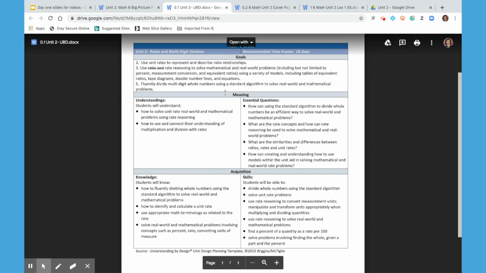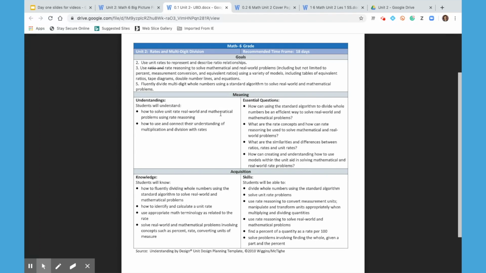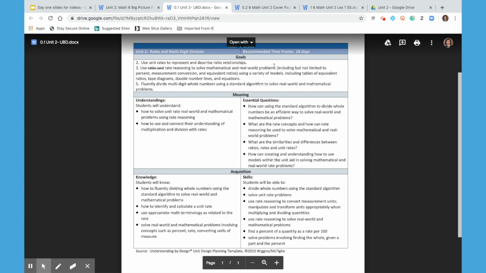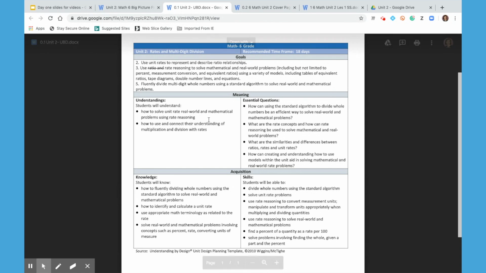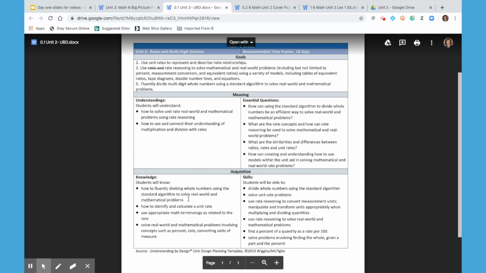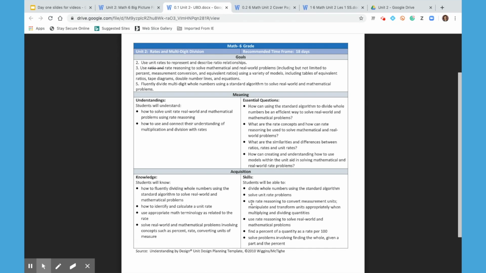There's the goals, the meaning, and the acquisition. I'm going to let you pause the video at this point and look over the recommended time frame, the standards that students will be accomplishing, what students are going to understand, those essential questions that will be throughout the unit, what the students are going to know, and the skills that they will have after they finish this unit.